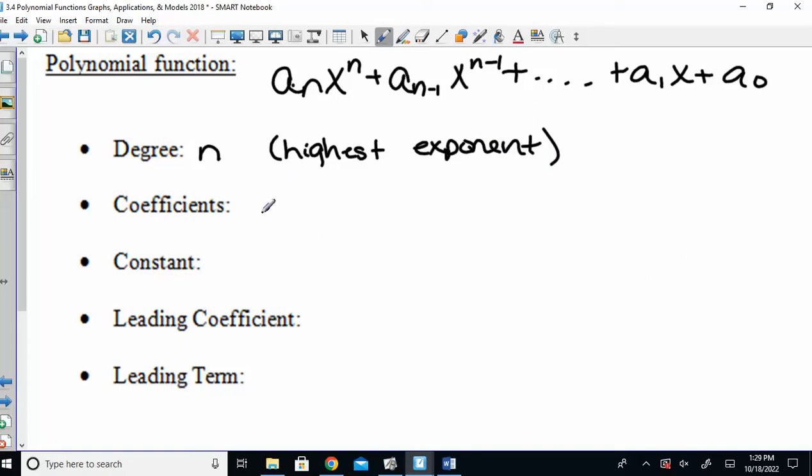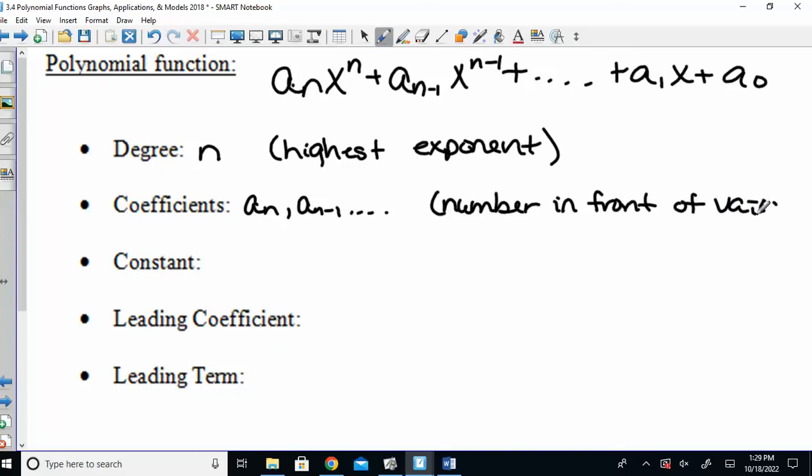The coefficients. What are coefficients? The number in front. If I said like 3x squared, what's the coefficient? 3. So it's these a's. The a sub n minus 1, and so on. In front of our variable. What's the constant? The one without a variable. In this case, it's that a sub 0.